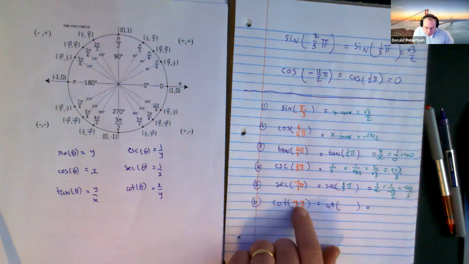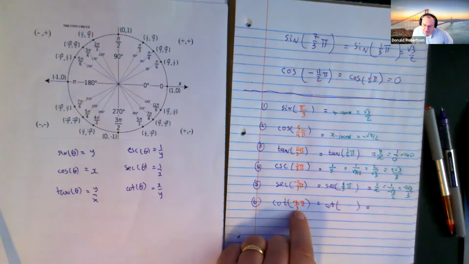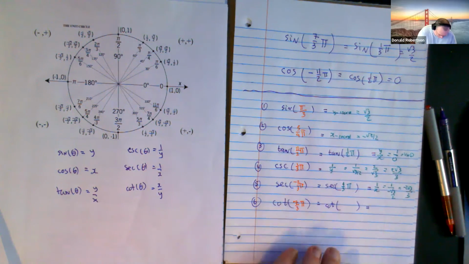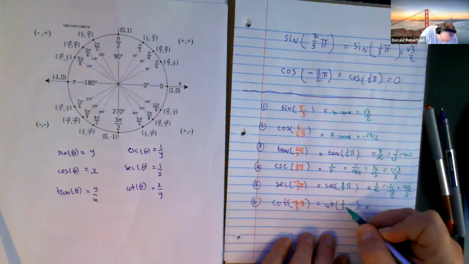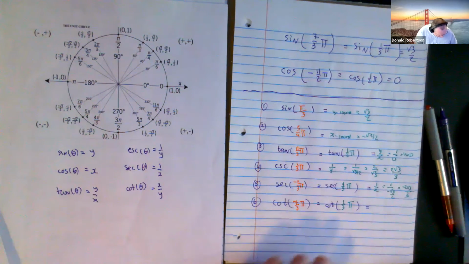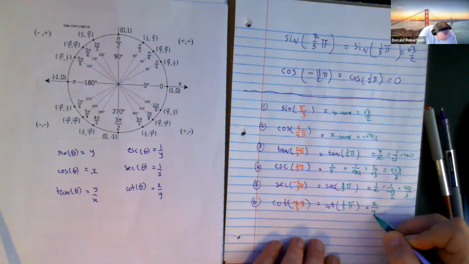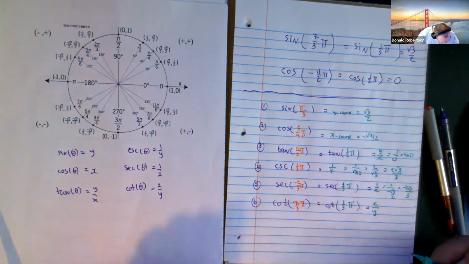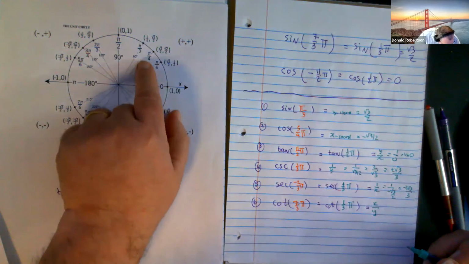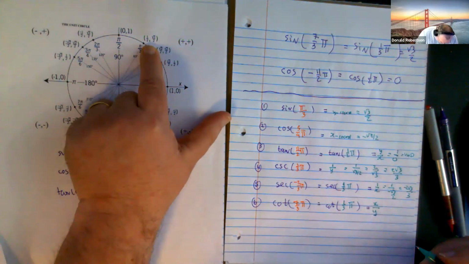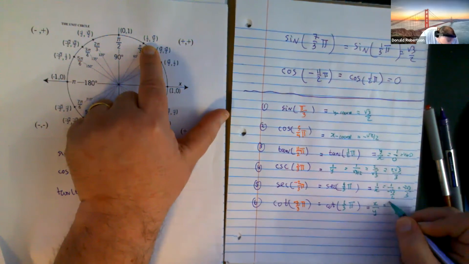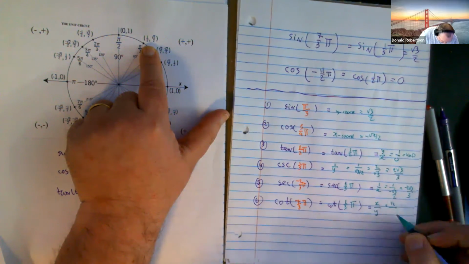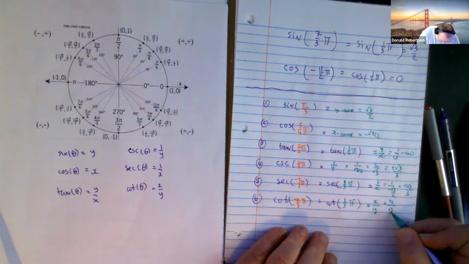And lastly, we have a cotangent. 7/3 pi is too big. If you take 2 pi away from it, you get 1/3 pi. A cotangent is the x coordinate divided by the y. And for 1/3 pi, which seems to be one of my favorite go-to combinations, in this case, it's going to be 1/2 over √3/2.